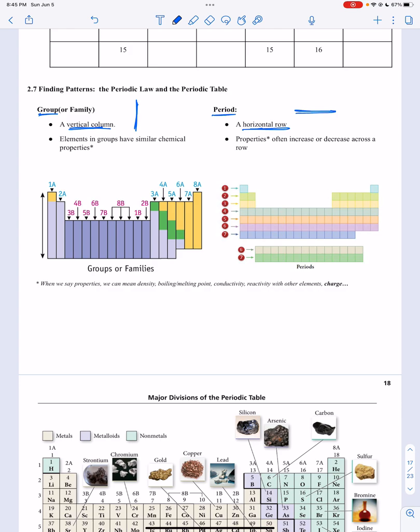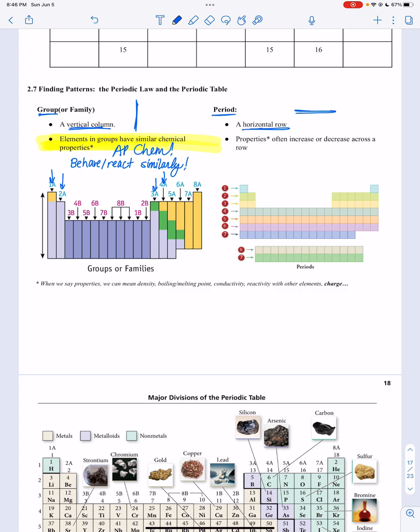Elements in groups have similar chemical properties. Oh my goodness, you need to know this for AP Chem. Elements in the same group behave similarly. So they behave or react similarly. So elements in group 1, like this is group 1, here's group 2, this is group 3, group 4A, we'll talk about that. Those elements will behave and react similarly.